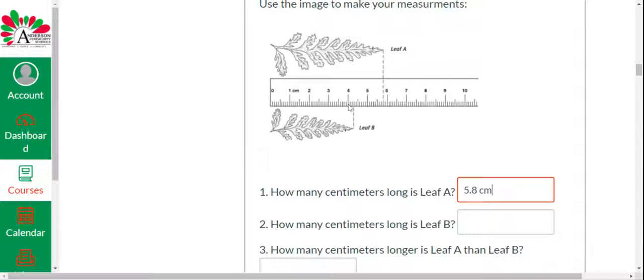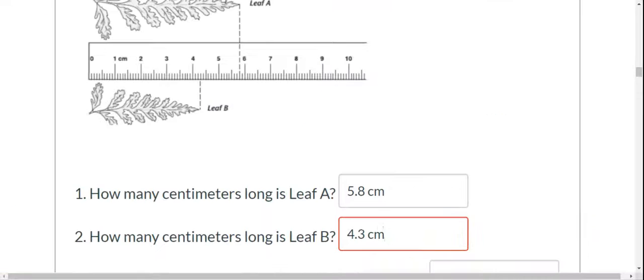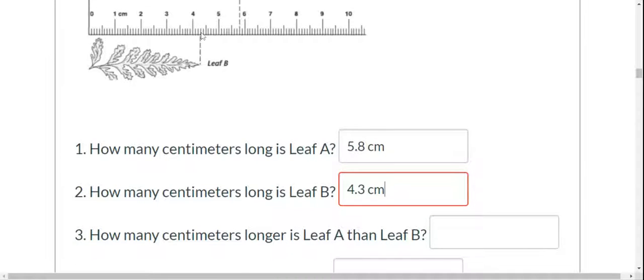Leaf B is approximately 4.3 centimeters. Again, we can zoom in if we need to see that it's kind of in between. If you said 4.2, I would have taken it because it's in a reasonable amount of error, or 4.3. Then on the difference here, as long as you had the correct number, I gave you credit for it. But the correct difference, between 4.3 and 5.8, if we take 5.8 minus 4.3, is 1.5 centimeters.